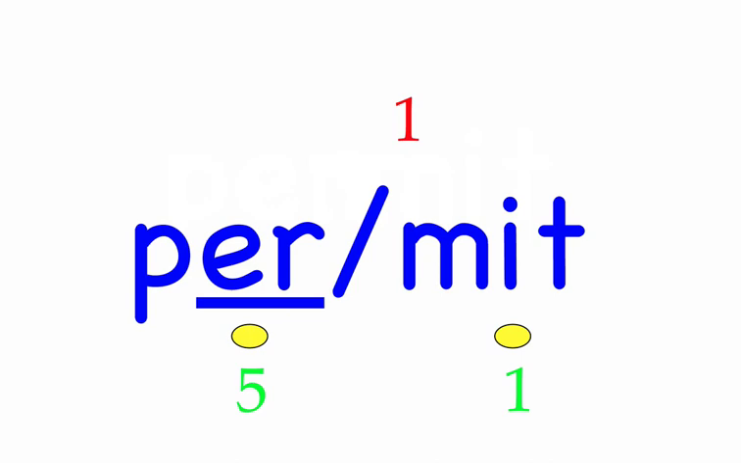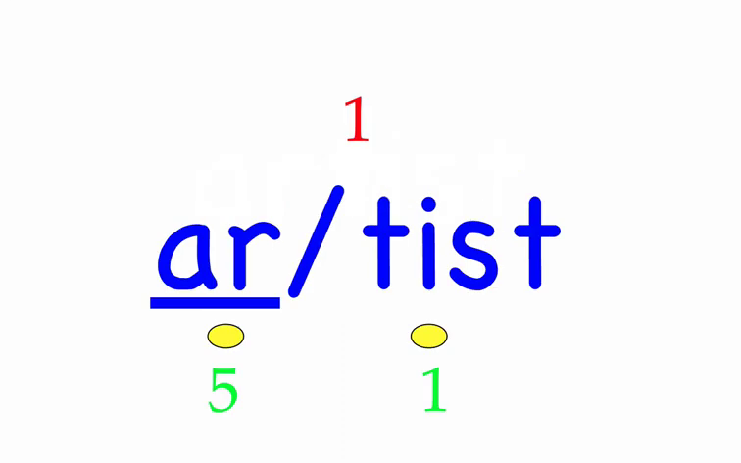Artist. She is a very great artist. Artist. First syllable, ar, one sound. Tist, four sounds. T, i, s, t. Artist. Mark the word. Artist.